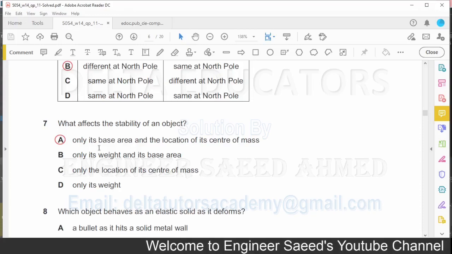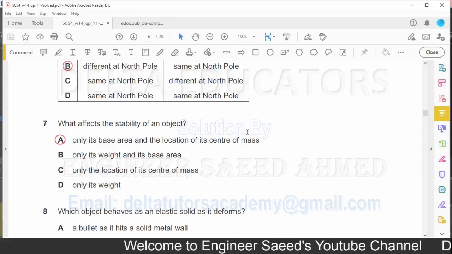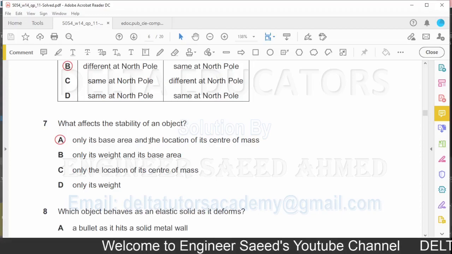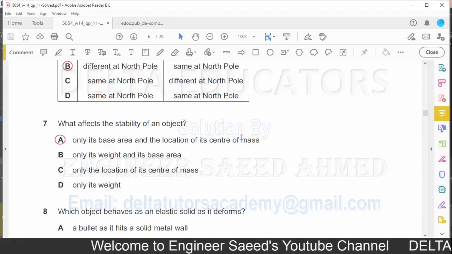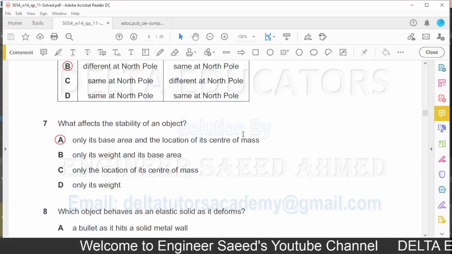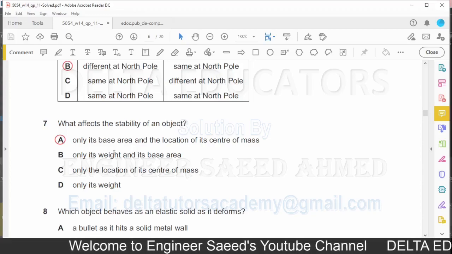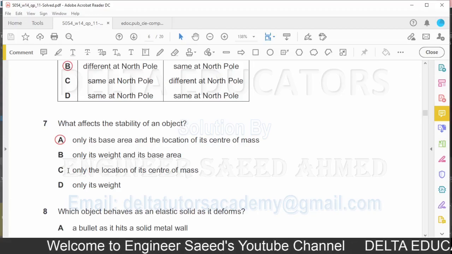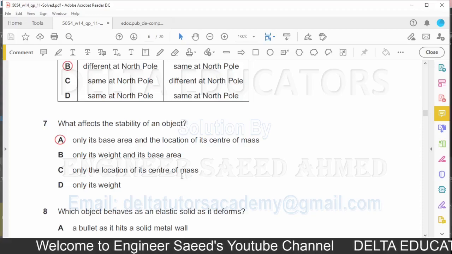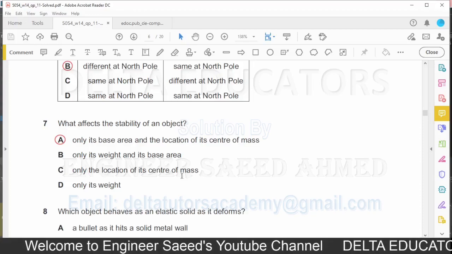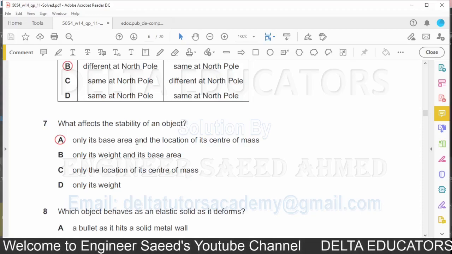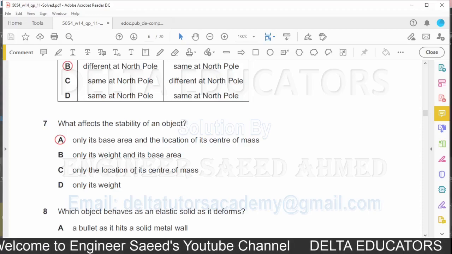Now in option A it is given, it depends only on its base area and the location of center of mass. So it is the correct option because stability depends on base area and the center of mass or center of gravity. Now option B, only its weight. Stability does not depend on weight, so this option is incorrect. Option C, only on the location of center of mass. It is incorrect. It depends on the center of mass, but it also depends on the base area. So option C is partially incorrect.